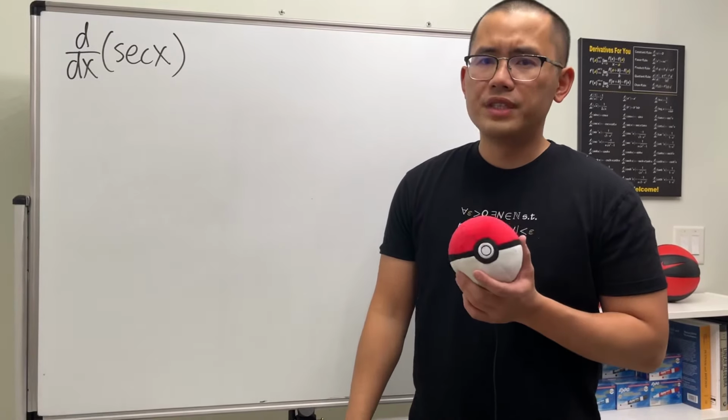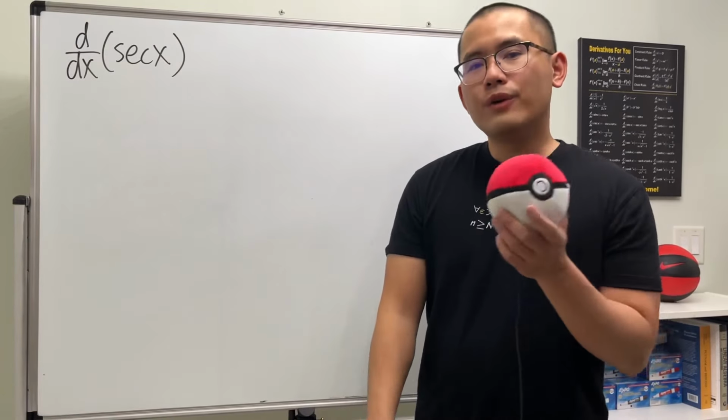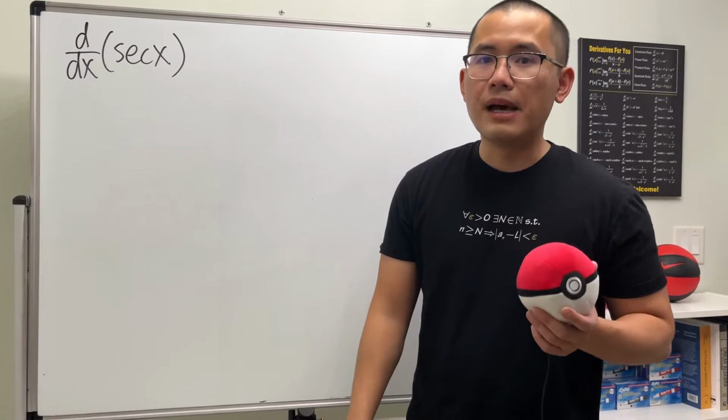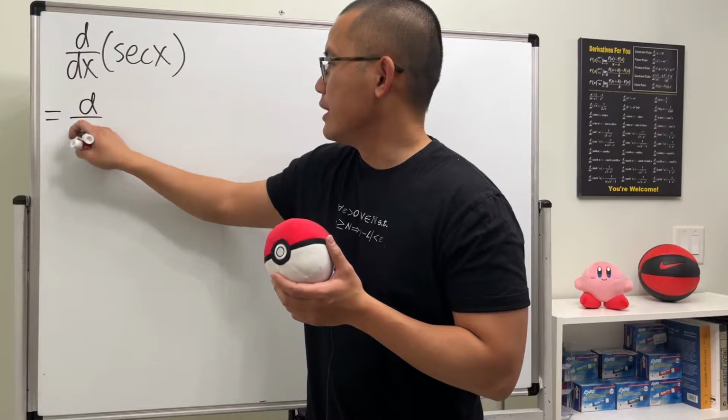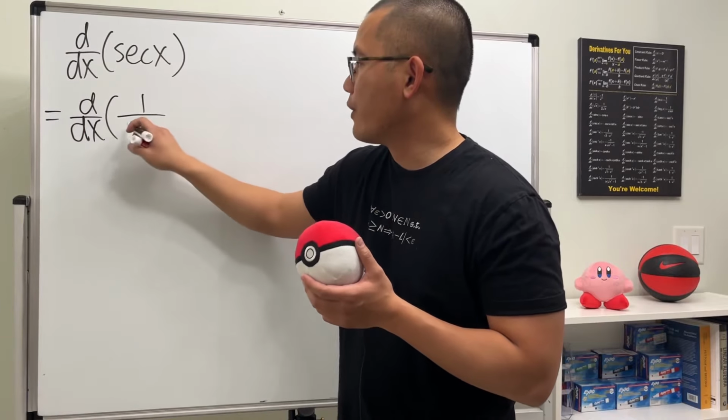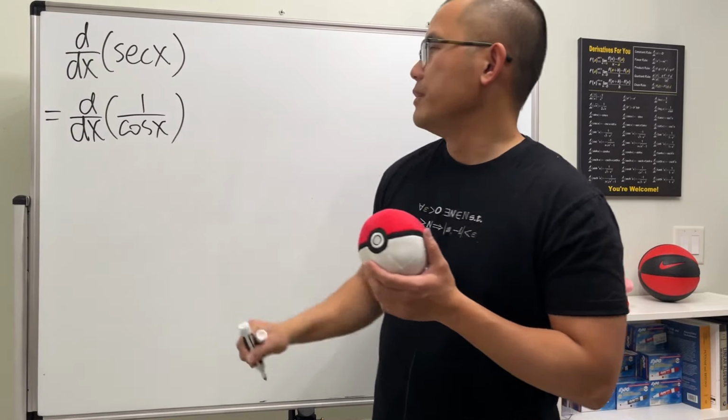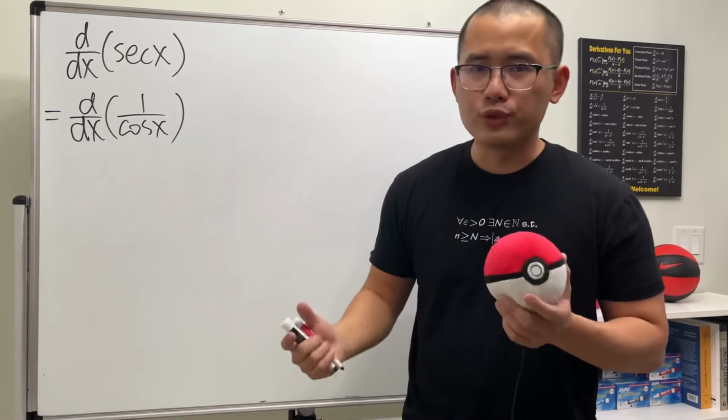Let's figure out the derivative for secant x. Well, first we have to know that secant is the same as 1 over cosine. So let's go ahead and write that down as to take the derivative of 1 over cosine x. Because once we have this, we can use the quotient rule.